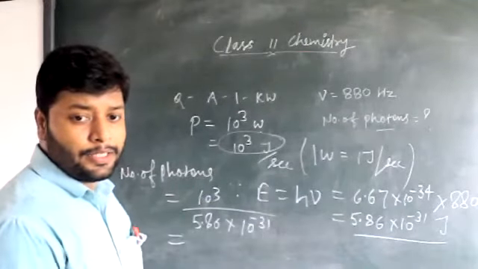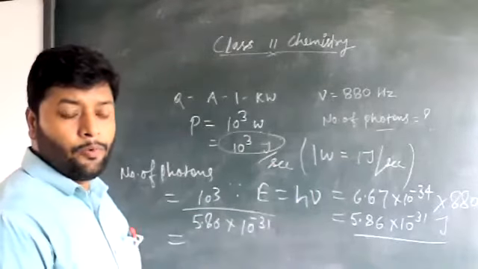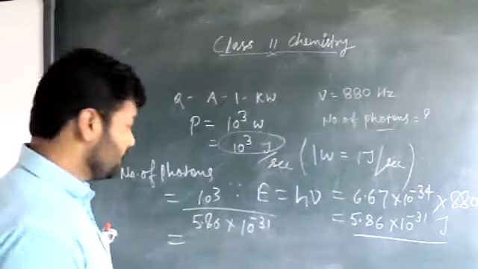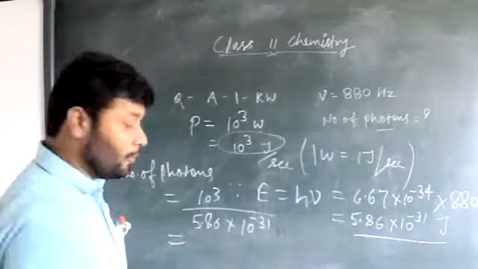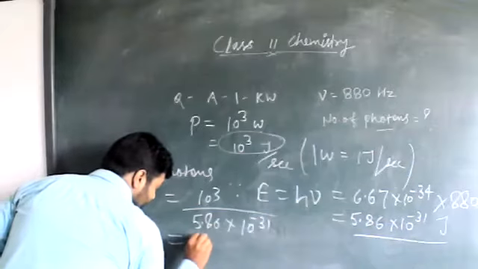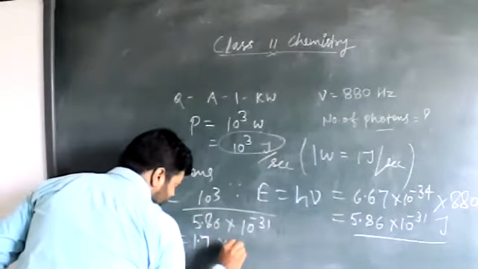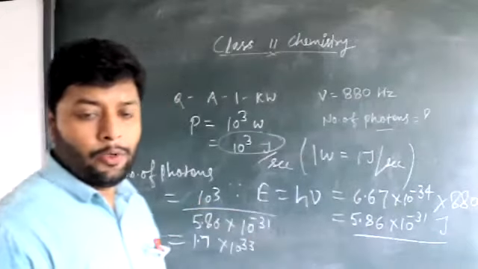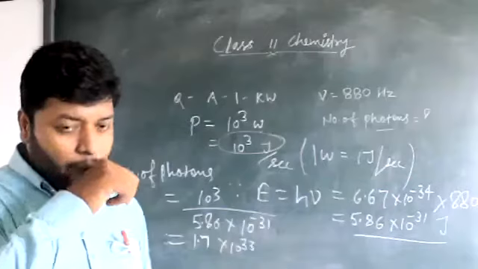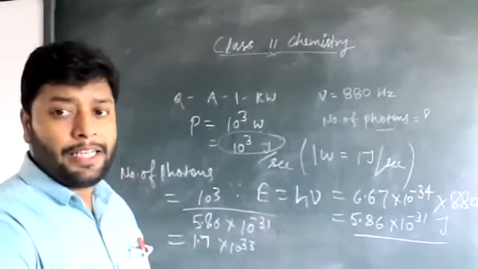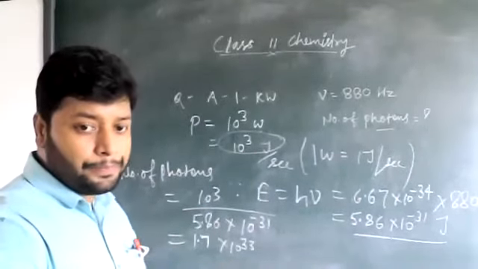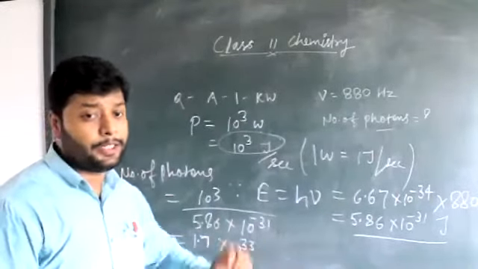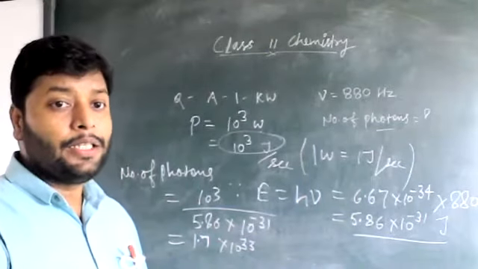1.7 times 10 to the power what? 1.7 times 10 to the power 33. Give me the exact value. Is it correct? 1.7 times 10 to the power 33. Multiply clearly. Okay, fine. So the number of photons will be 1.7 times 10 to the power 33. That will be the answer.